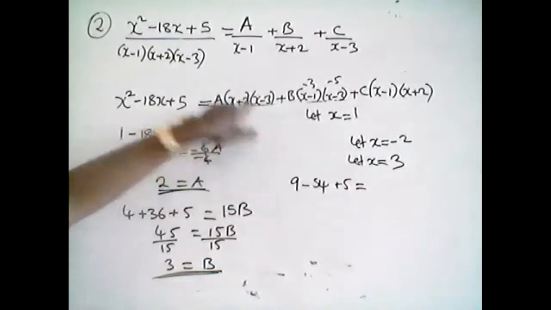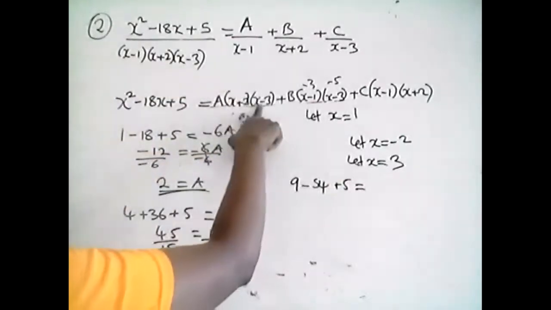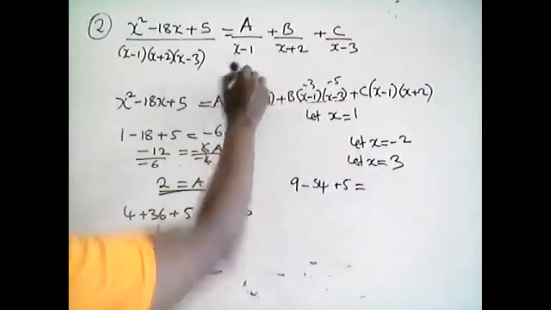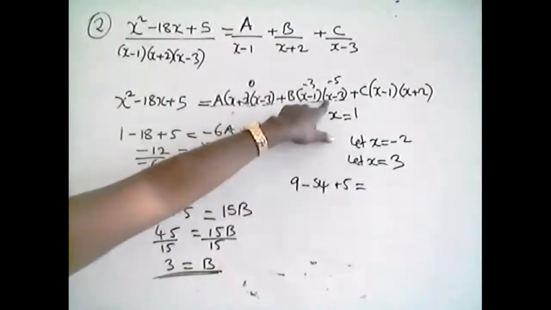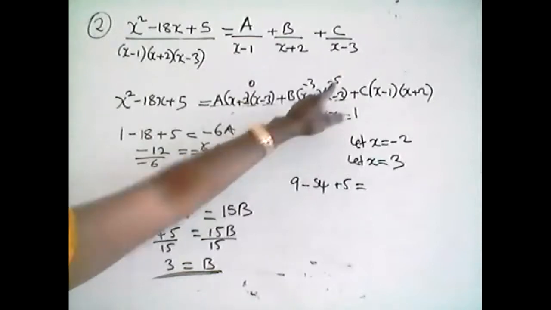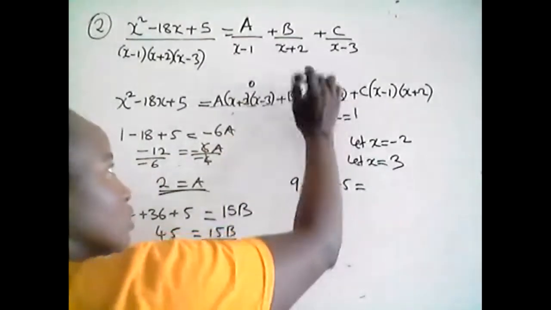When you put 3 here, we'll get a 0. This will give us a 0, and 0 multiplied by this will be 0. We come here, we put a 3 there. 3 minus 3 is 0. So this will give us a 0 as well.